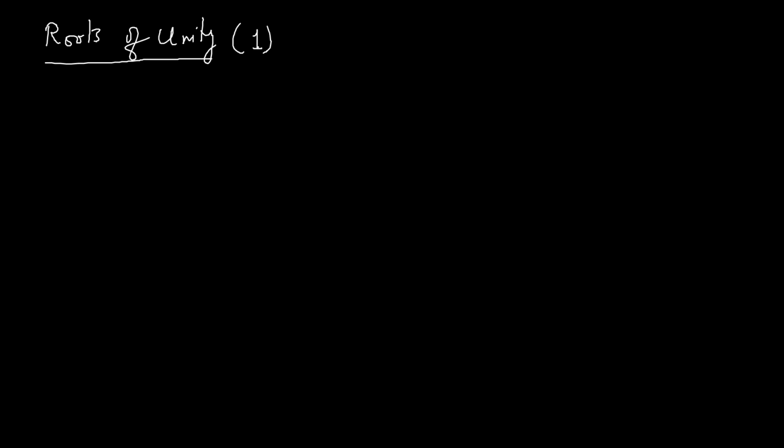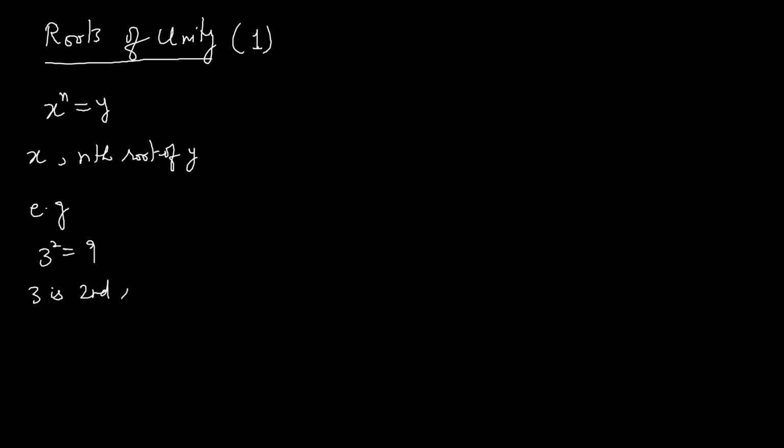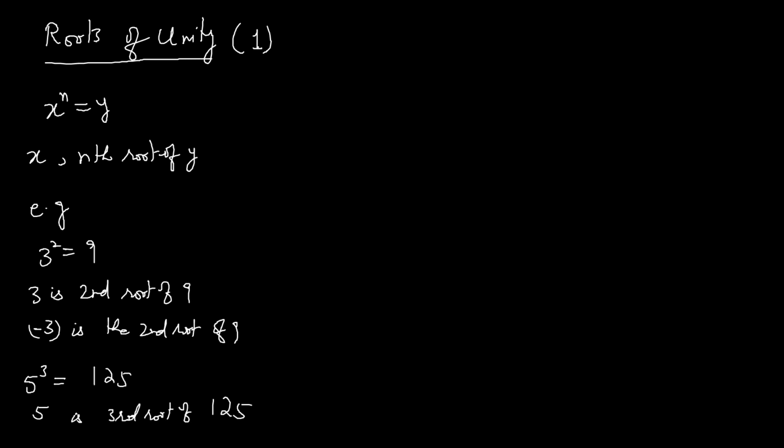If x and y are two numbers such that x raised to power n is equal to y, then x is called nth root of y. For example, we have 3 square is equal to 9. So 3 is second root or square root of 9. Likewise, minus 3 is also the second root of 9. Likewise, we have 5 raised to power 3 is equal to 125. So 5 is third root of 125.